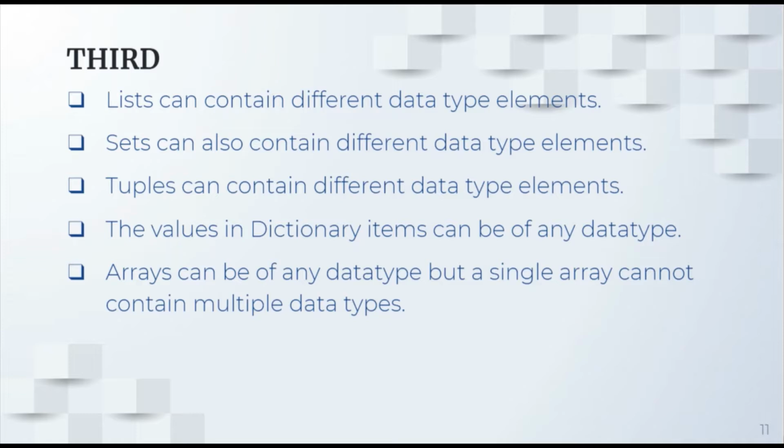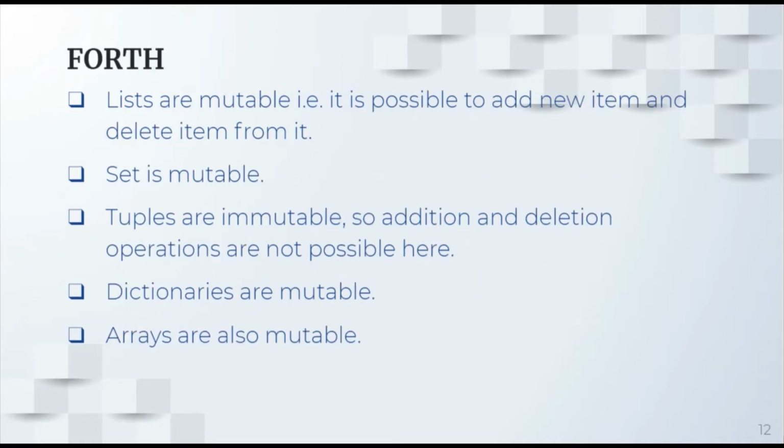Okay. So here, lists, sets, tuples, dictionaries are all the same. They can contain different data types in a single list, set, tuple, or dictionary. But arrays can obviously be of different data types, but a single array can be of only integer or string or float data type. Multiple data types cannot be stored in a single array. So this is another important point.